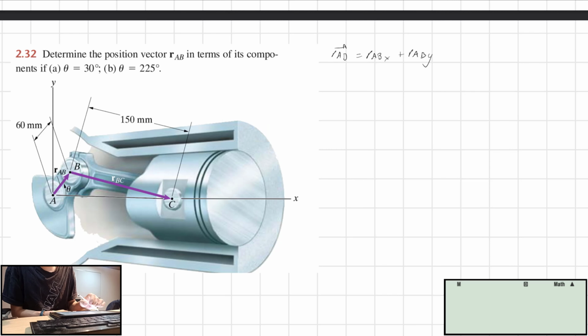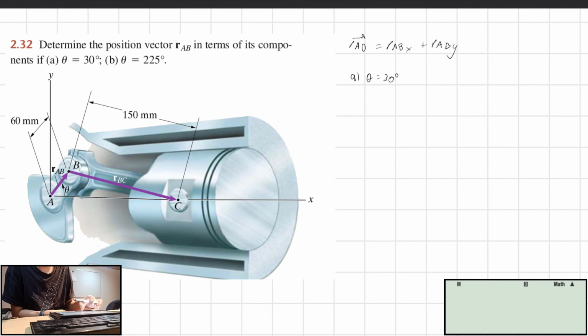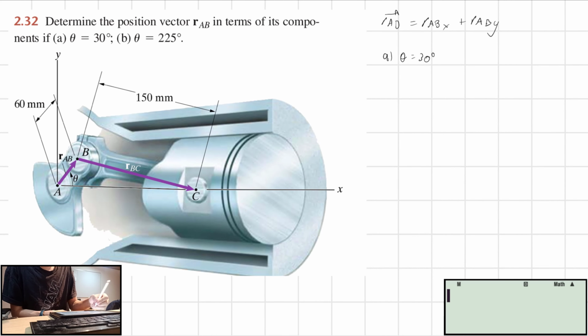Now, the first situation is A, theta is equal to 30 degrees. So we're going to start with that. Of course, we have a vector which magnitude is equal to 60, in this case millimeters, and we have an angle with respect to the x-axis, which is theta.